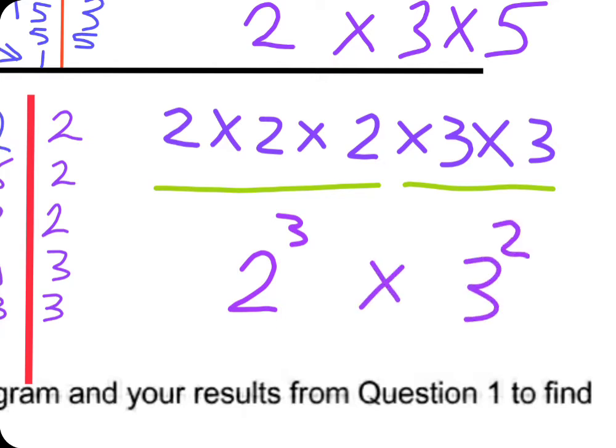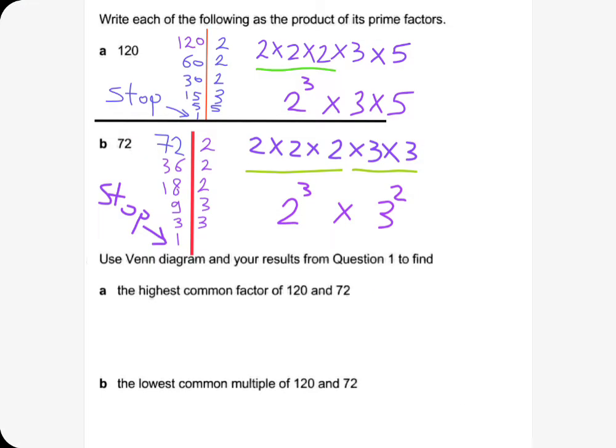Very good. And this is how you write numbers as a product of their prime factors. This is the first step of answering the first question. We found the prime factors of each number and we wrote them as a product of their prime factors.